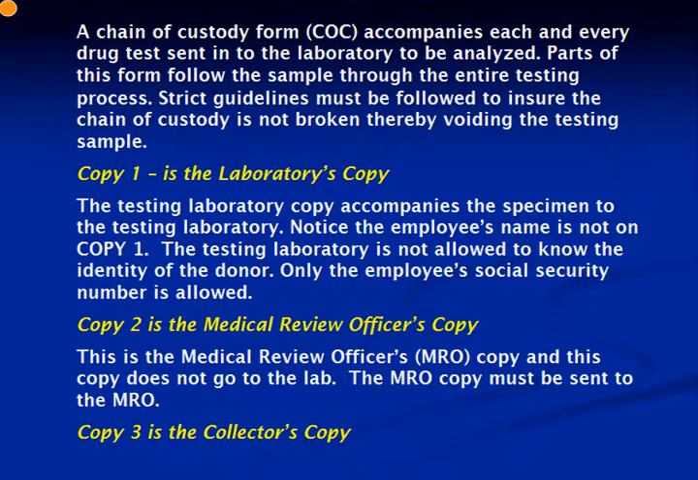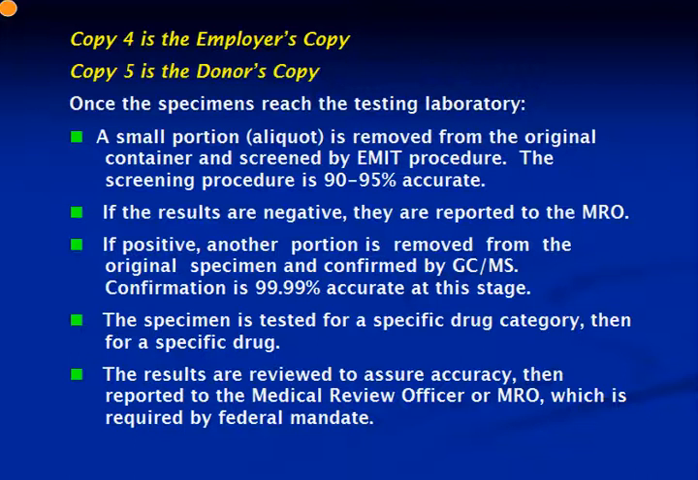Copy 2 is the medical review officer's copy. This is the medical review officer's, MRO, copy, and this copy does not go to the lab. The MRO copy must be sent to the MRO. Copy 3 is the collector's copy. Copy 4 is the employer's copy. Copy 5 is the donor's copy.